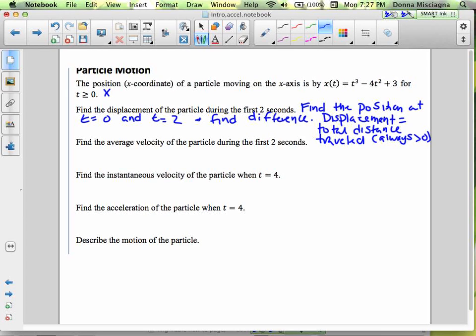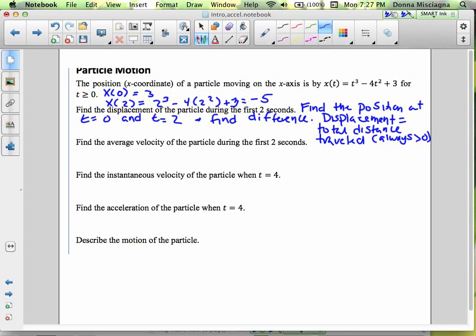So x of 0, of course, it's just going to be 3. Right? That was pretty easy to figure out. And then the x of 2 is going to be 2 cubed minus 4 times 2 squared plus 3. So that's going to be 8 minus 16, so negative 8 plus 3 is a negative 5.